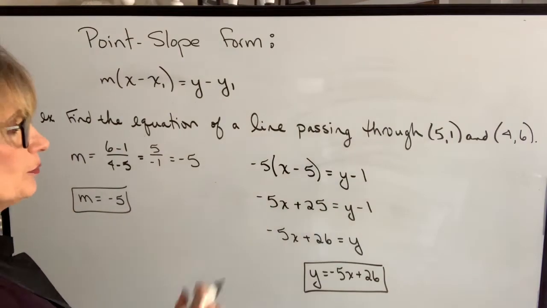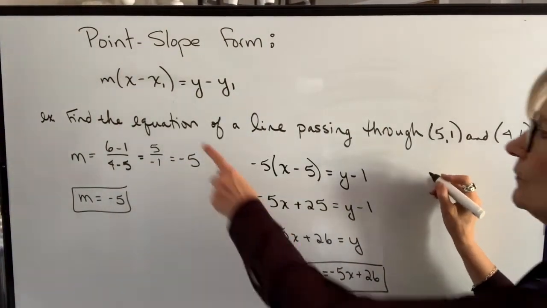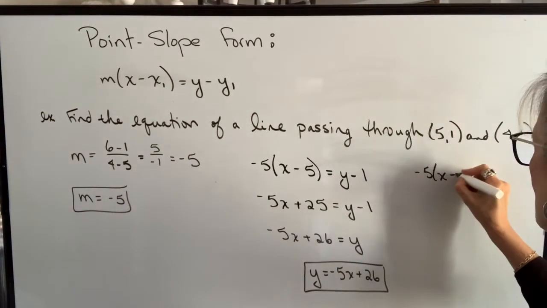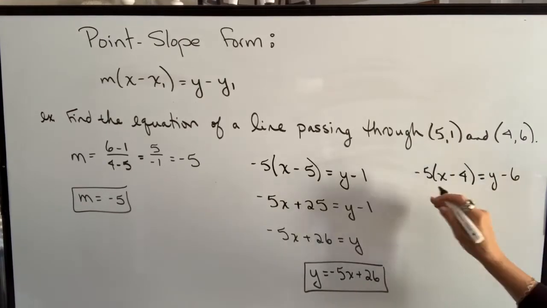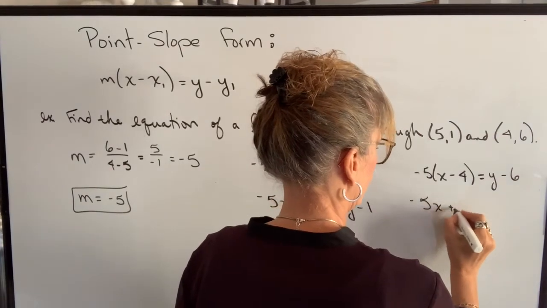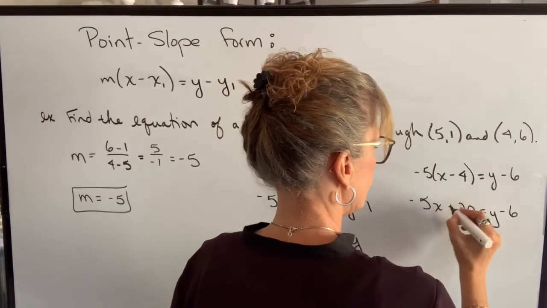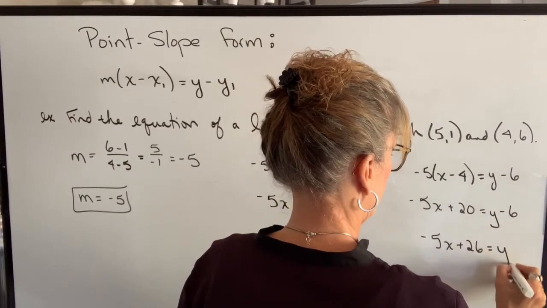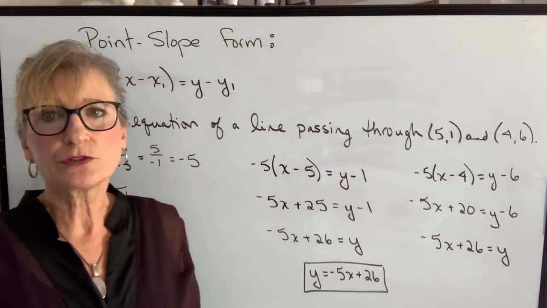Had we used the other point, so we'll just try it, m, which is negative 5, x minus 4 will equal y minus 6. Again, we'll clean this up. Add a 6 to both sides. So you can see we get the same equation. So it doesn't matter what point you choose, just pick one.